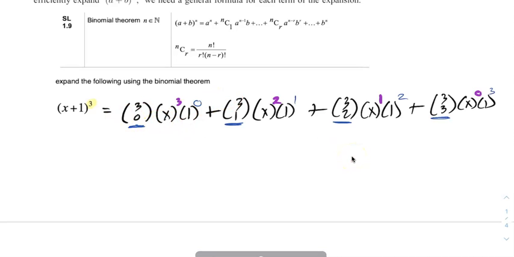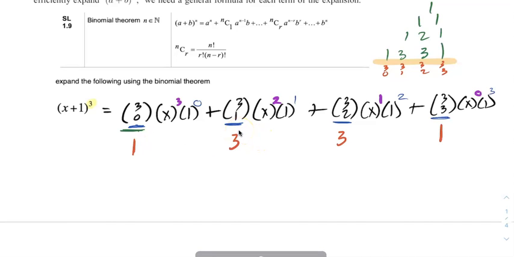We can simplify this. If you're wondering what 3 over 0 is, remember that is 3C0. You could do it with mathematics, or if you have Pascal's triangle, this row right here is row 3. Particularly, this is 3C0, 3C1, 3C2, 3C3. So this is 1, using Pascal's triangle. This right here would be 3, 3, and 1.